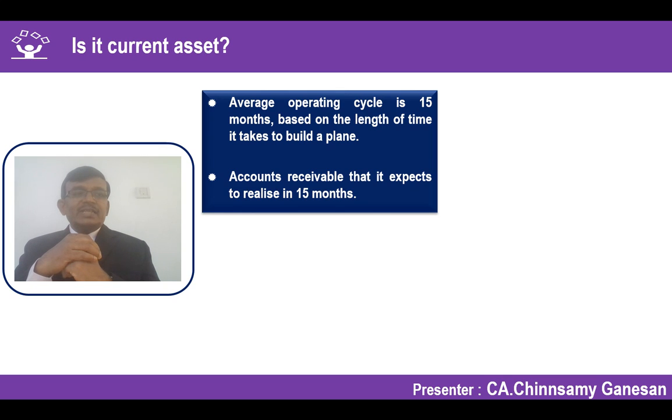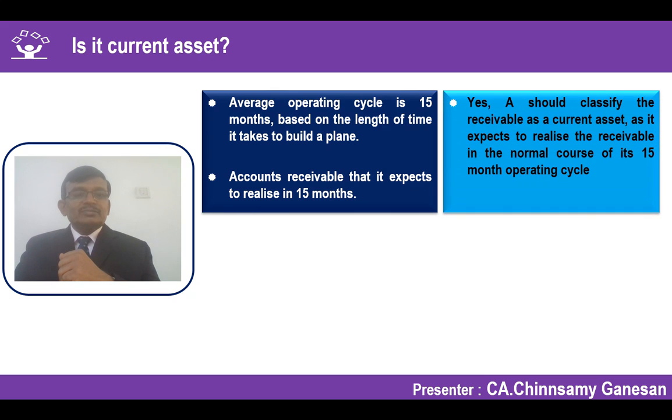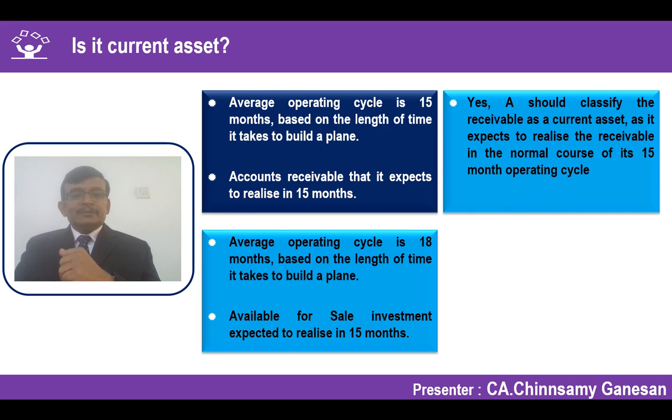The first condition says whether it is expected to be realized, consumed, sold within the normal operating cycle. Whether this particular item satisfies that. Normal operating cycle is 15 months. Trade receivable is also expected to realize within 15 months. The moment the first condition or first rule is satisfied, because we said even one condition satisfied makes it a current asset, it automatically becomes a current asset.